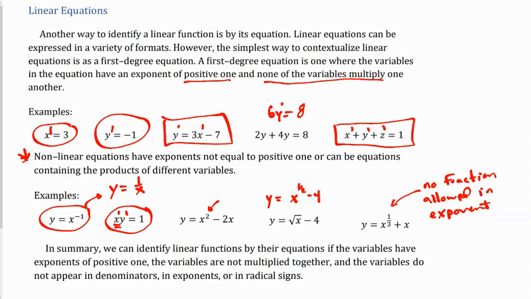So in summary, we can identify linear functions by their equations. The variables have exponents of positive 1, the variables cannot be multiplied together, the variables cannot appear in denominators, variables cannot appear in exponents, and there can be no radical signs around the variable.